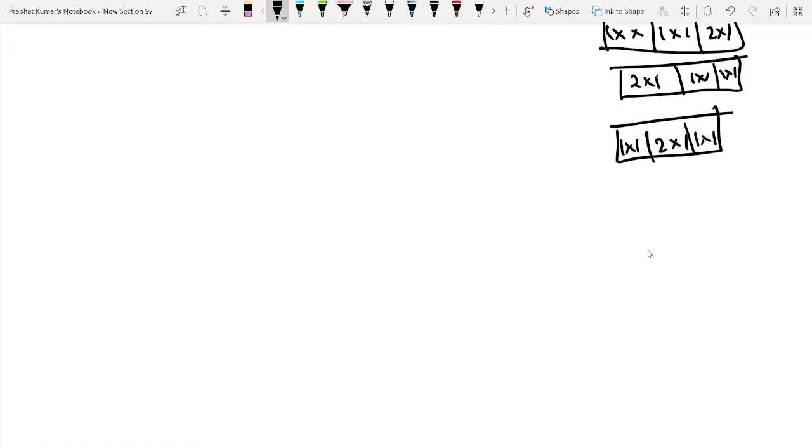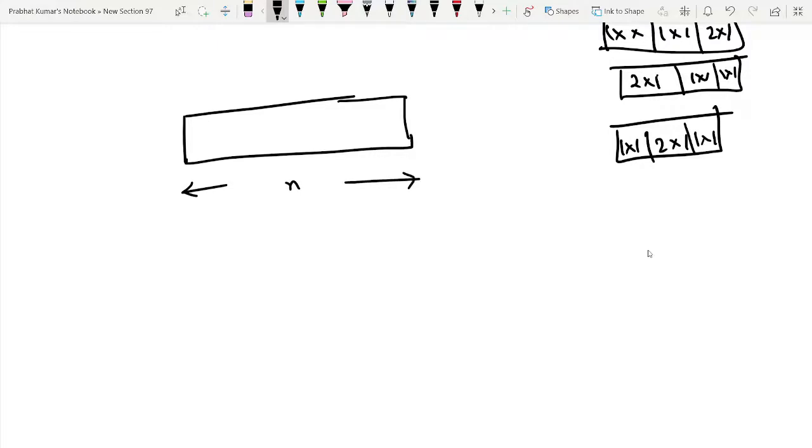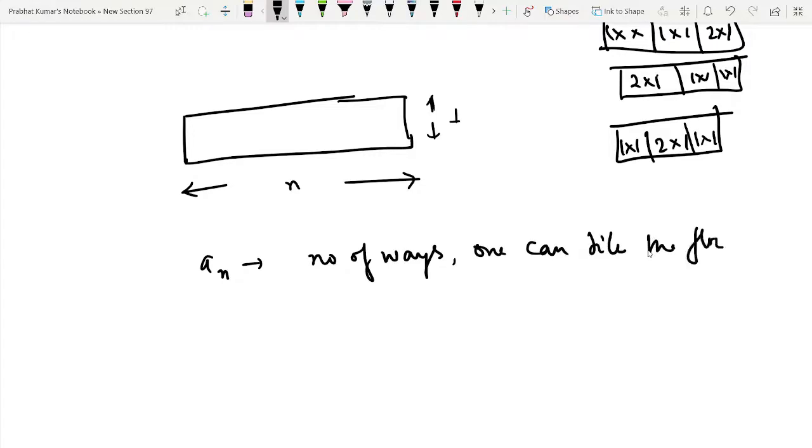In the first case, let us formalize this expression. In the first question, what is given is a 20 cross 1 rectangular tile. Instead of 20, let us generalize to n cross 1 tiles. So an n cross 1 rectangular space is there. This is the floor of n cross 1 tile, and let n represent the number of ways one can tile the floor using the two tiles.